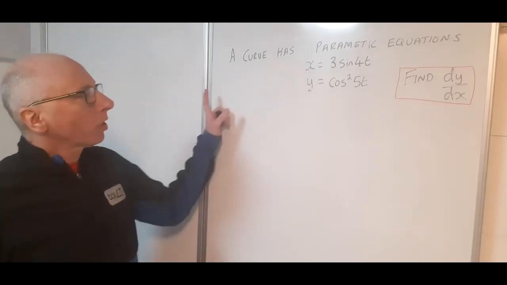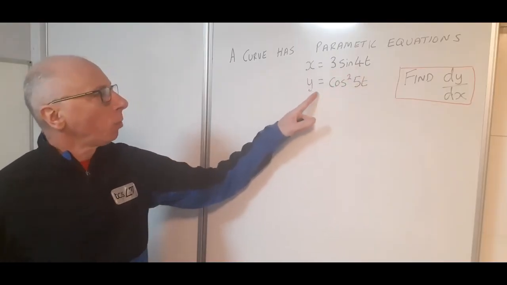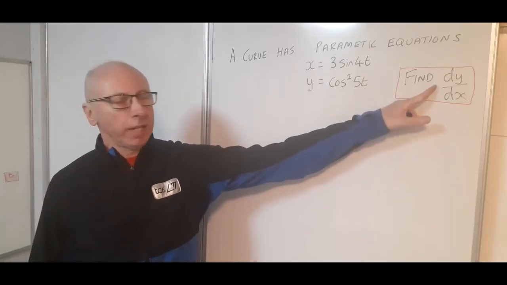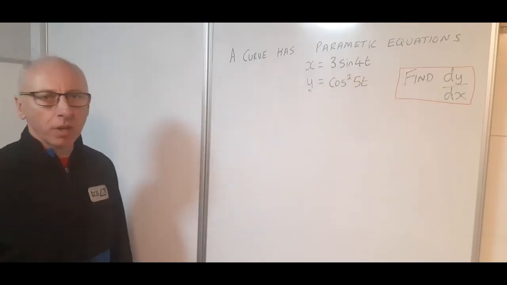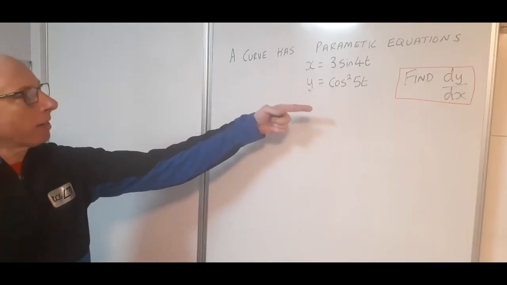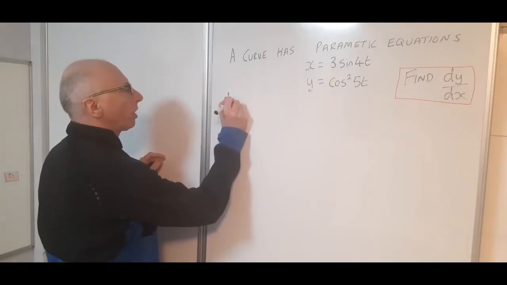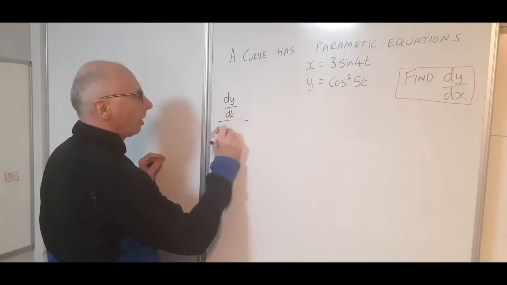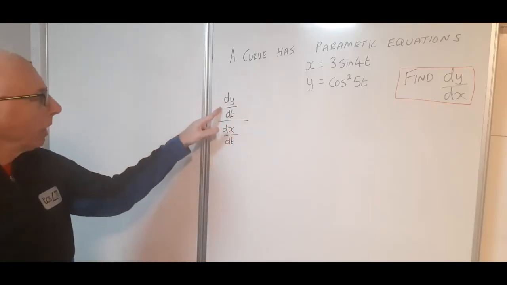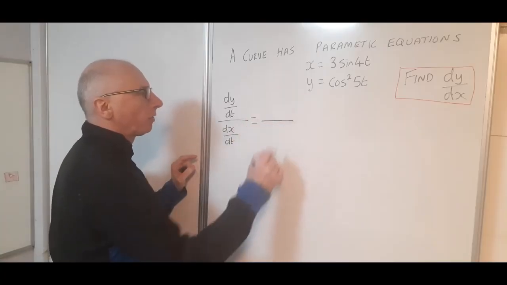So in this question here, we've got a parametric curve with the equations x equals 3 sine 4t and y equals cosine squared 5t. And we want to find dy/dx, the rate of change for this parametric curve at any point t. So our building blocks are in terms of t. What we're looking for is dy/dt divided by dx/dt: the derivative of y with respect to t, over the derivative of x with respect to t.